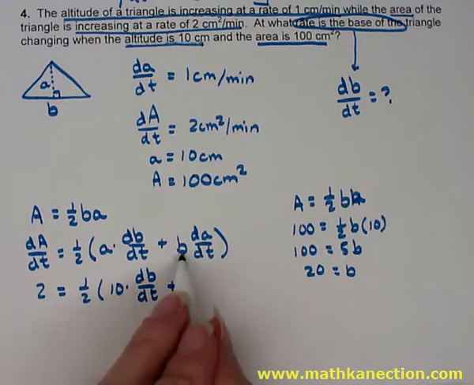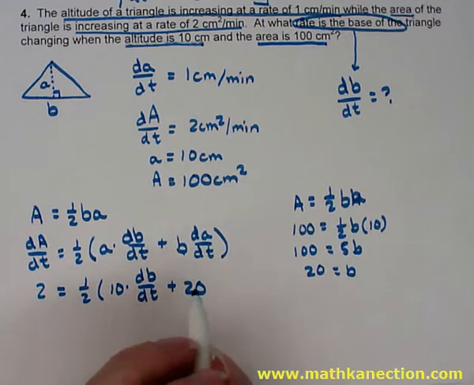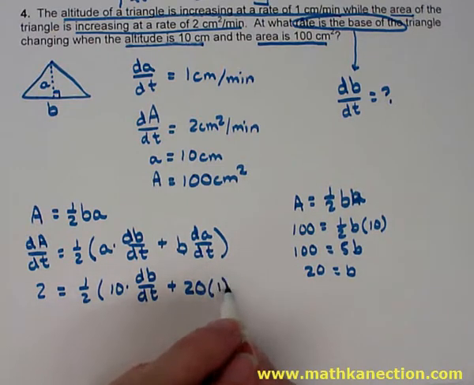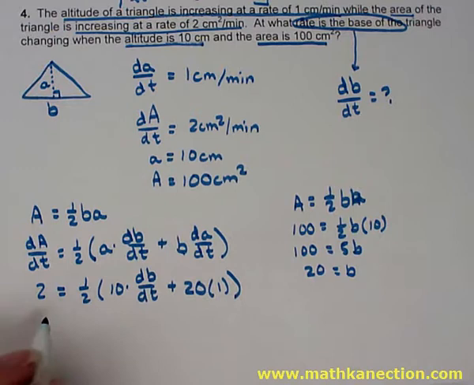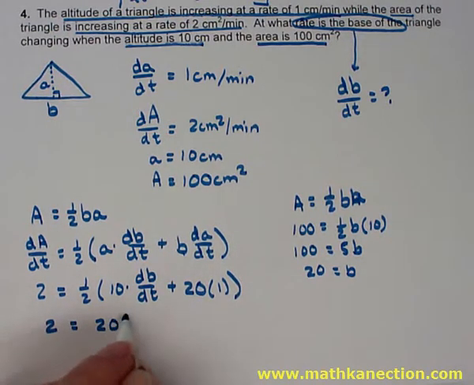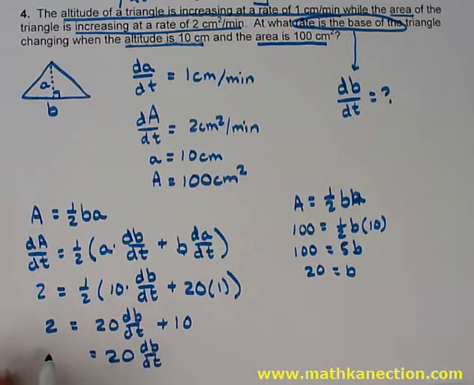So replacing 20 back into the problem, and replacing in da/dt, which is 1. Now we'll solve for db/dt, which is what the problem was asking for, the rate at which the base was changing. So distributing the 1/2 to get 5 db/dt plus 10, then solving for db/dt by bringing the 10 over, we have 5 db/dt is equal to -8.